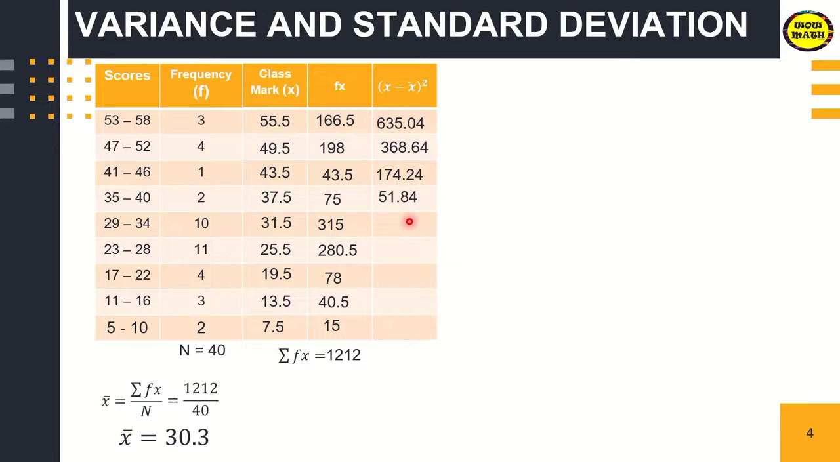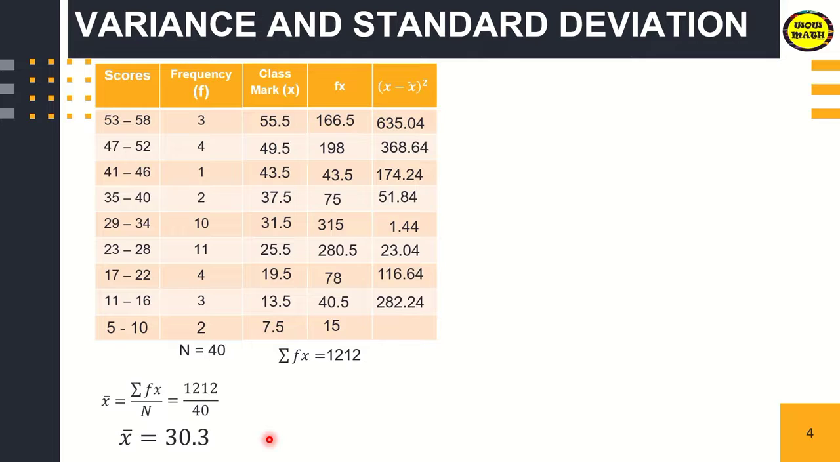So, ganun din ang mangyayari sa next row natin. And that, so kapag minus nyo at in-squared natin, the answer is 1.44. Same in the next row, that is 23.04. Pag minus natin tapos in-squared, that is 23.04. Next, 19.5 minus 30.3. So, ang sagot doon, squared natin. That is 116.64. And then, 13.5 minus 30.3. Then, squared natin yung sagot.